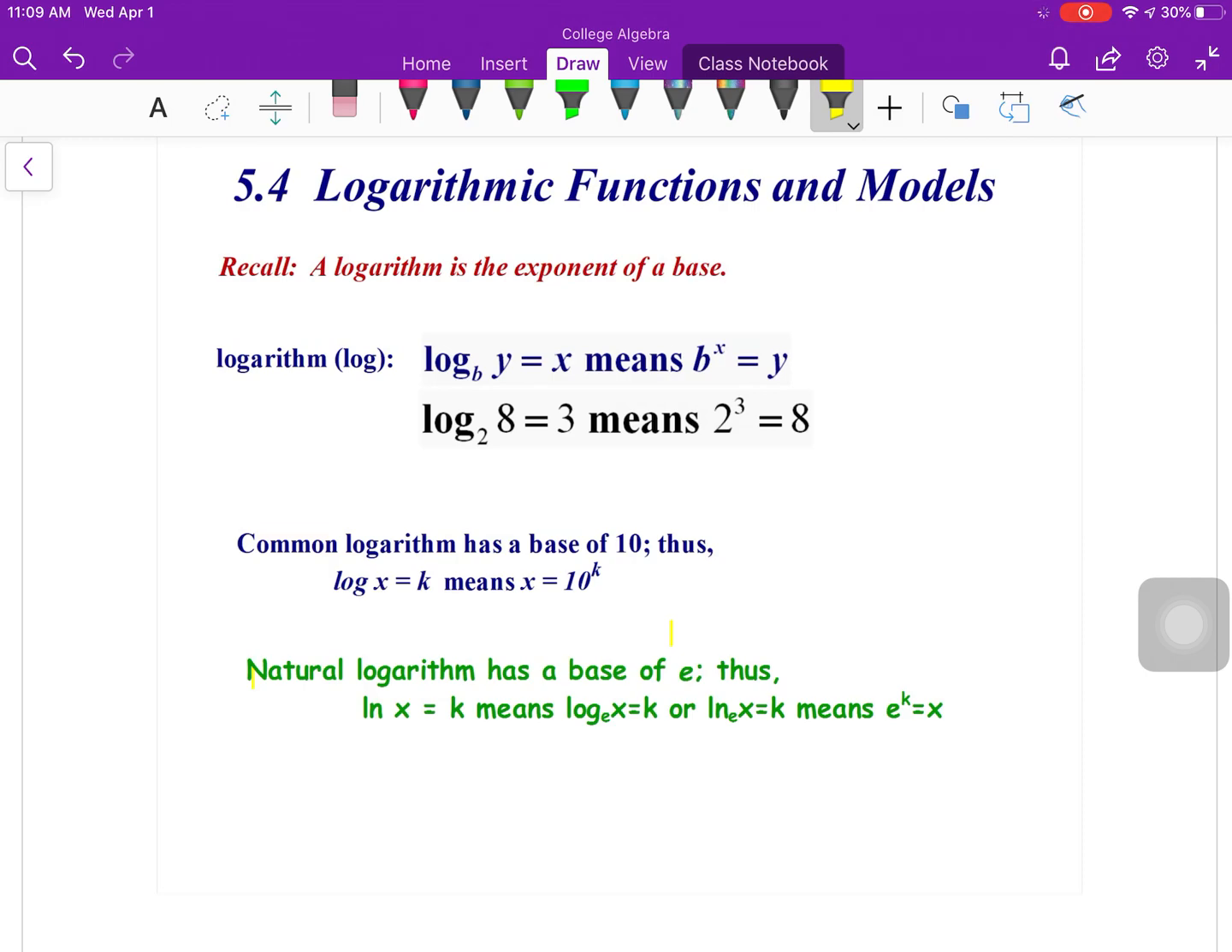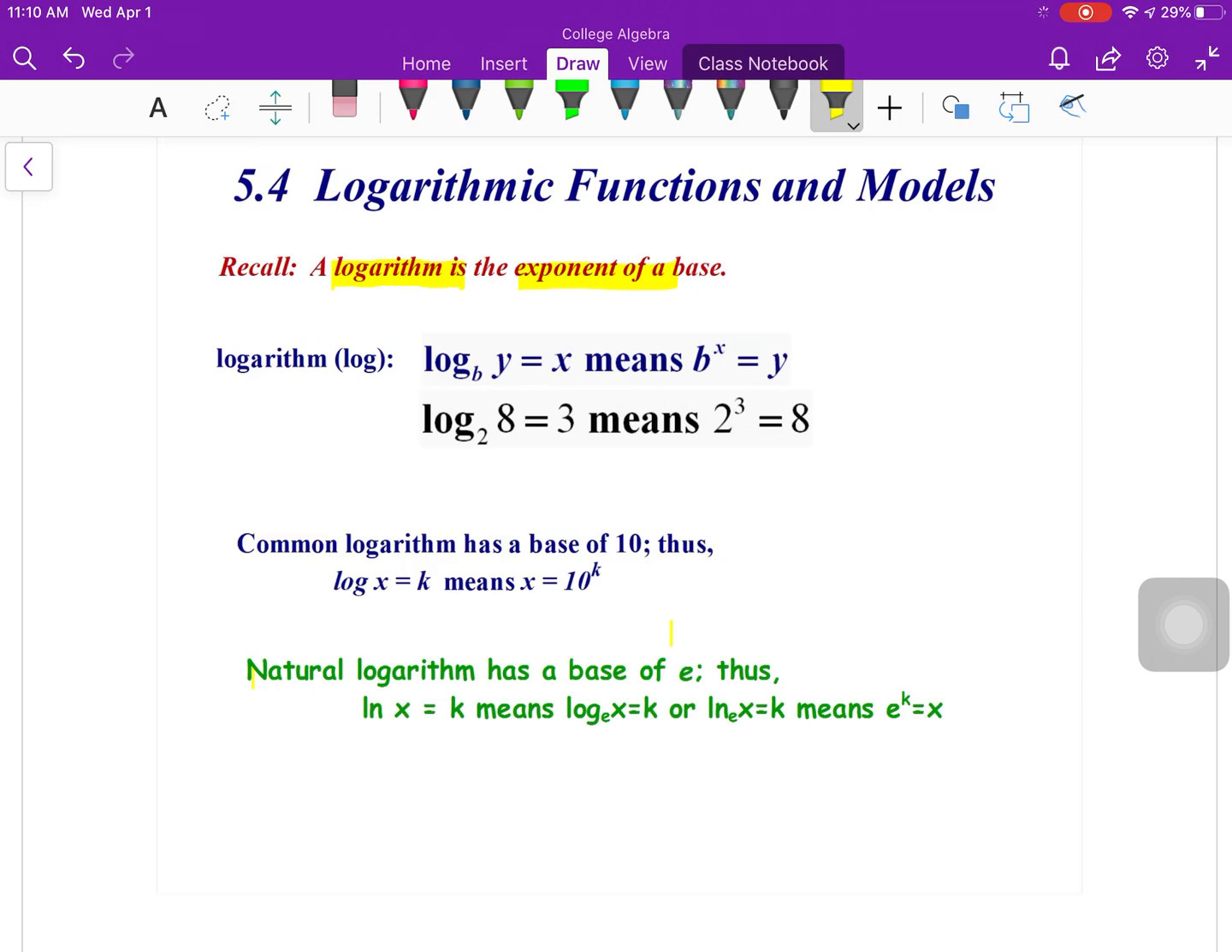Today we'll talk about log functions and their models. I don't know if you recall from Algebra 2 or not, but a logarithm is a way to find the exponent on a given base. So that is the purpose of logarithms, to find an exponent of a base. It allows us to write numbers in different bases.